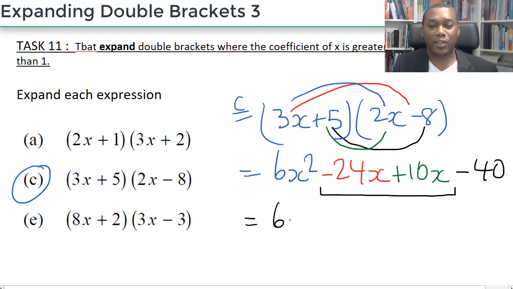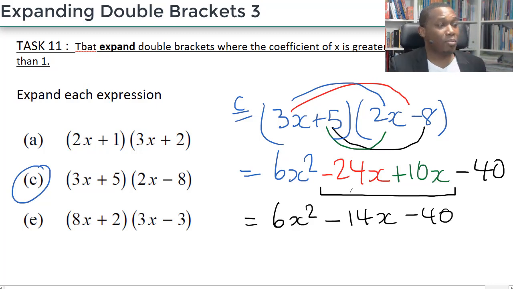So 6x squared minus 24 plus 10. If I start at minus 24 on the number line and I add 10, I'm going up 10, so I get to minus 14x minus 40. So 6x squared minus 14x minus 40 is the answer for C.